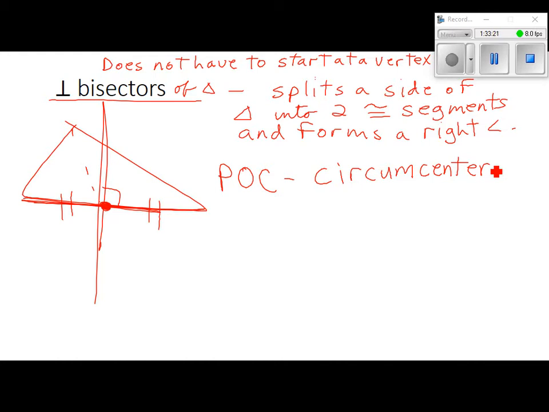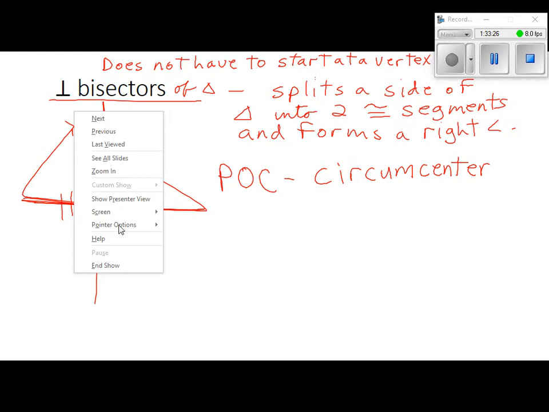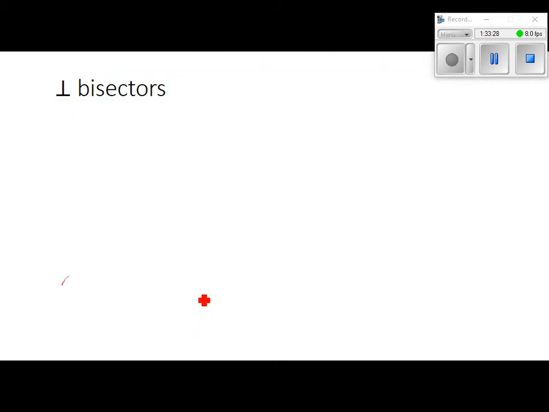Does this one have a theorem? Does circumcenter have a theorem? Give me a second. I'm going to erase some of this because I don't really want this. I didn't mean to erase all of it. Oh well. Circumcenter theorem. Give me a second to write this down.